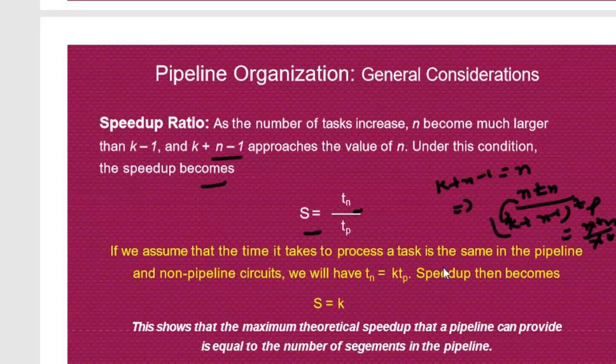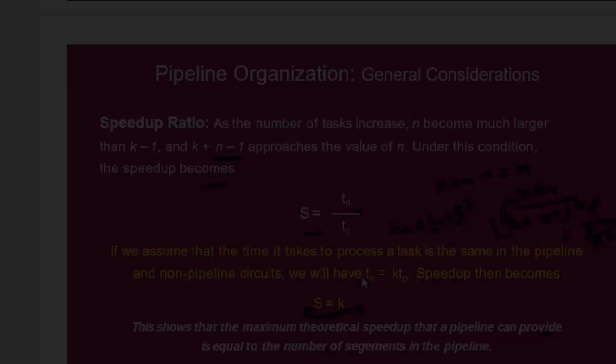If we assume that the time it takes to process a task is the same in the pipeline and non-pipeline circuits, we will have tn equal to k tp. Speed up then becomes S equals k. This shows the maximum theoretical speed up that a pipeline can provide. Here S is the speed up. So the speed up a pipeline can provide is equal to the number of segments in the pipeline. K is the number of segments here.